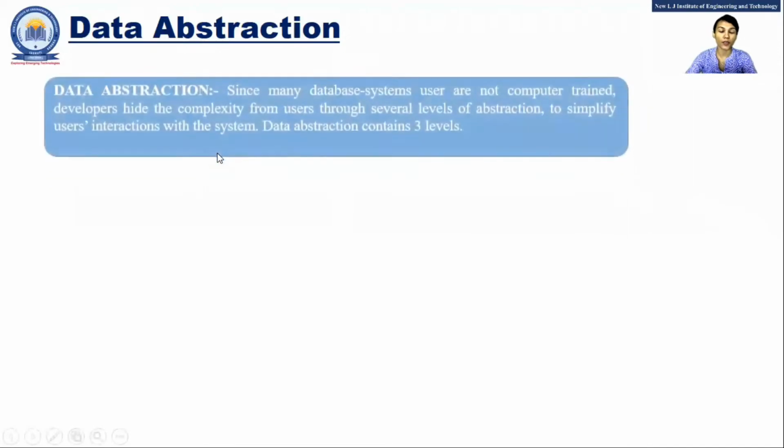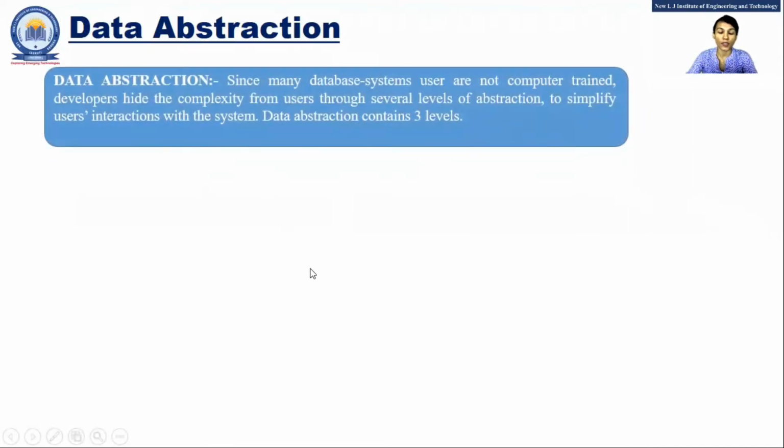Abstraction means to hide something. So what to hide and why to hide? The answer is that as users, we are not aware of what the DBMS is, what the tables are, and how these tables share relationships with each other. Not all users are computer trained, and they don't want to see the complexity of the database. So developers have decided on different levels of abstraction to hide the actual details of the database and give users only what they actually need.